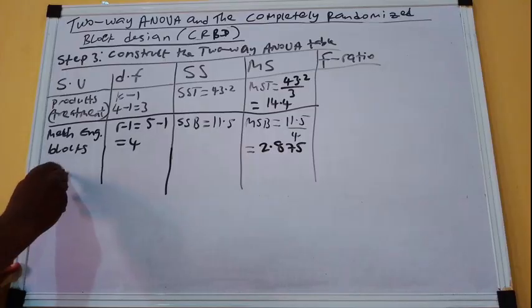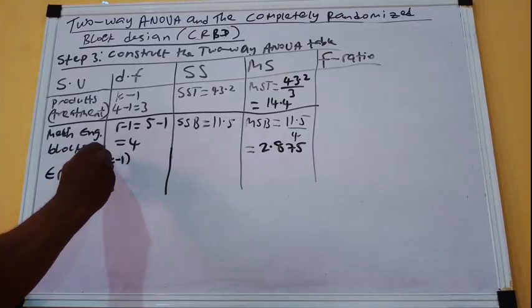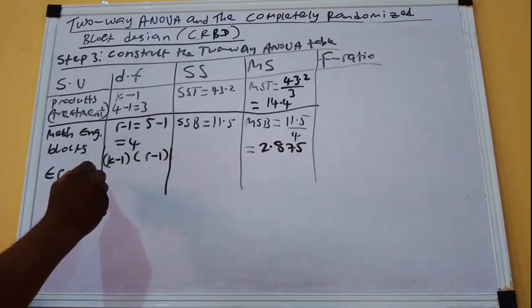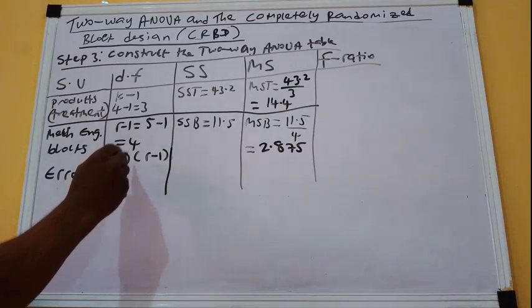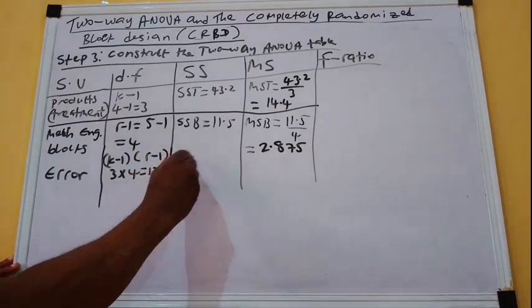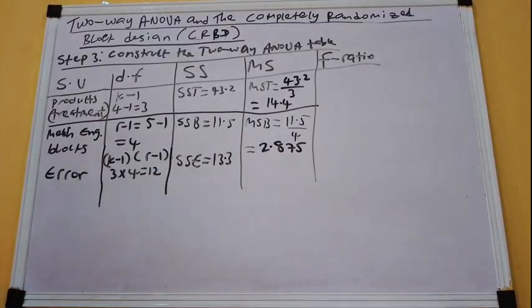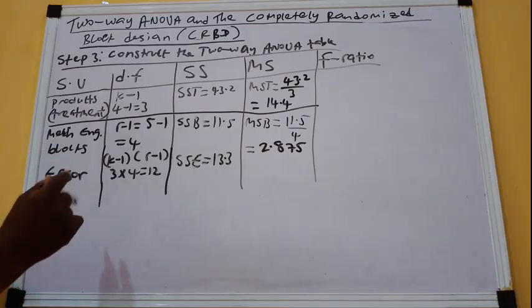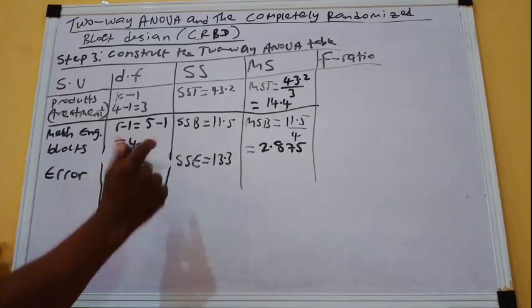So we come down here again. Then we have the error, there is always an error term. The degrees of freedom for error is K minus 1 times R minus 1. That is 4 minus 1, which is 3, times 5 minus 1, which is 4, so that is 12. Our SS error is equal to 13.3. It was calculated. Let me bring this down a little.